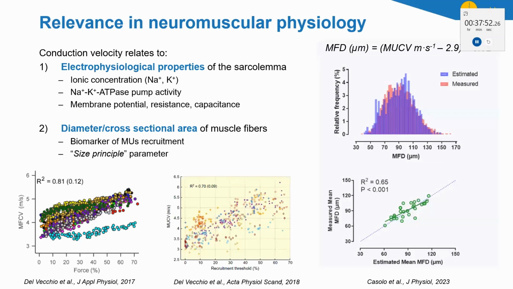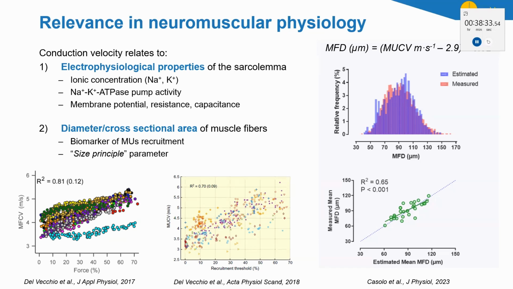Maybe most importantly, conduction velocity linearly increases with voluntary force, and this is due to the linear association with motor unit recruitment threshold, in turn due to a direct biophysical association with muscle fiber diameter, which was initially observed in animal models, confirmed through simulation, and only recently, at least for biceps brachii, also found in humans.